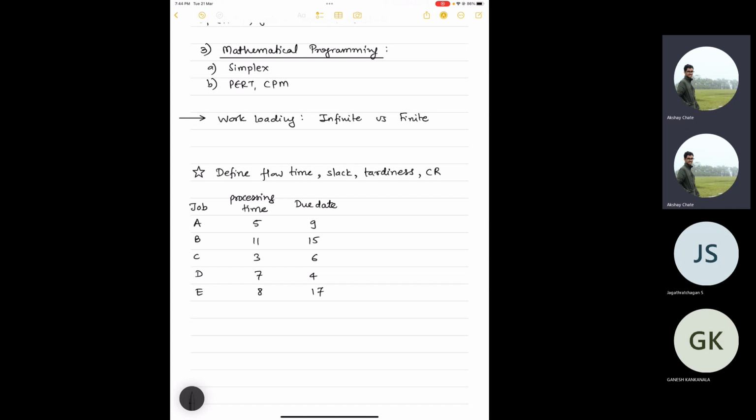So these are some random units of time. Maybe you can consider it as a day. So, okay, Ganesh raised his hand. Ganesh, you wanted to ask something?